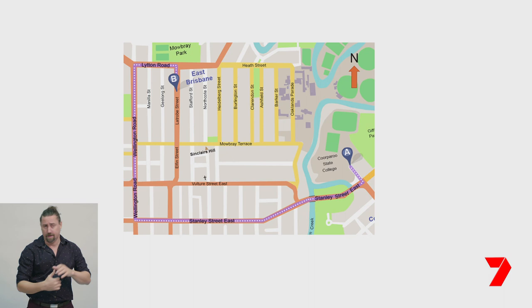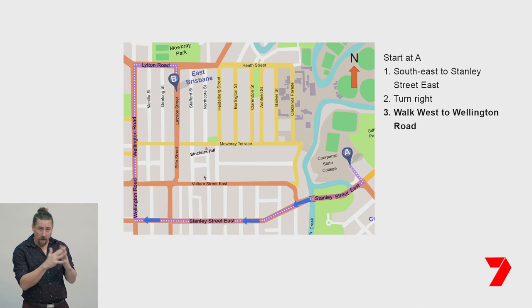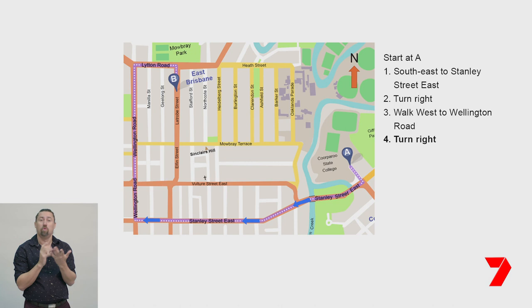Go southeast until you get to Stanley Street East. Remember, southeast is in between south and east. Turn right into Stanley Street East. Walk west along Stanley Street until you get to Wellington Road. Turn right into Wellington Road. Walk north along Wellington Road until you get to Lytton Road.